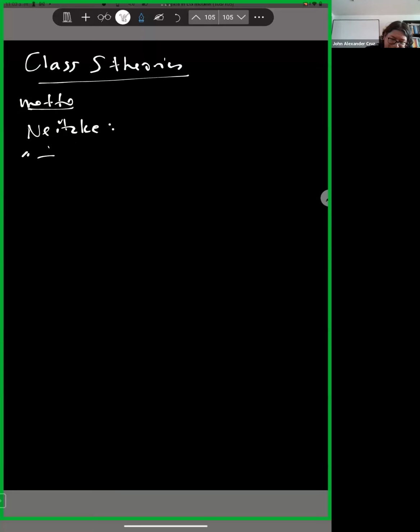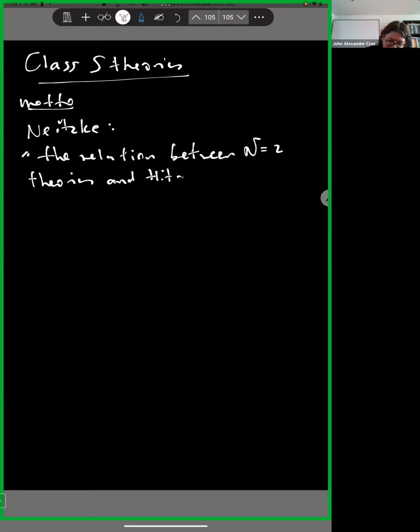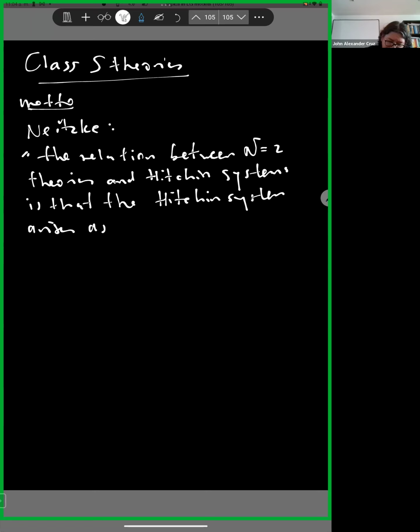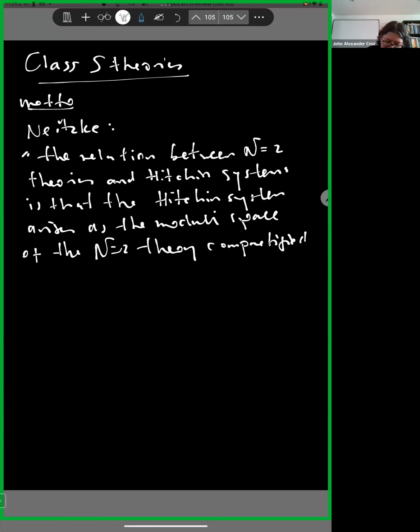So the relation between N equal to 2 theories and Hitchin systems is that the Hitchin system arises as the moduli space of the N equal to 2 theory compactified on a circle, right?